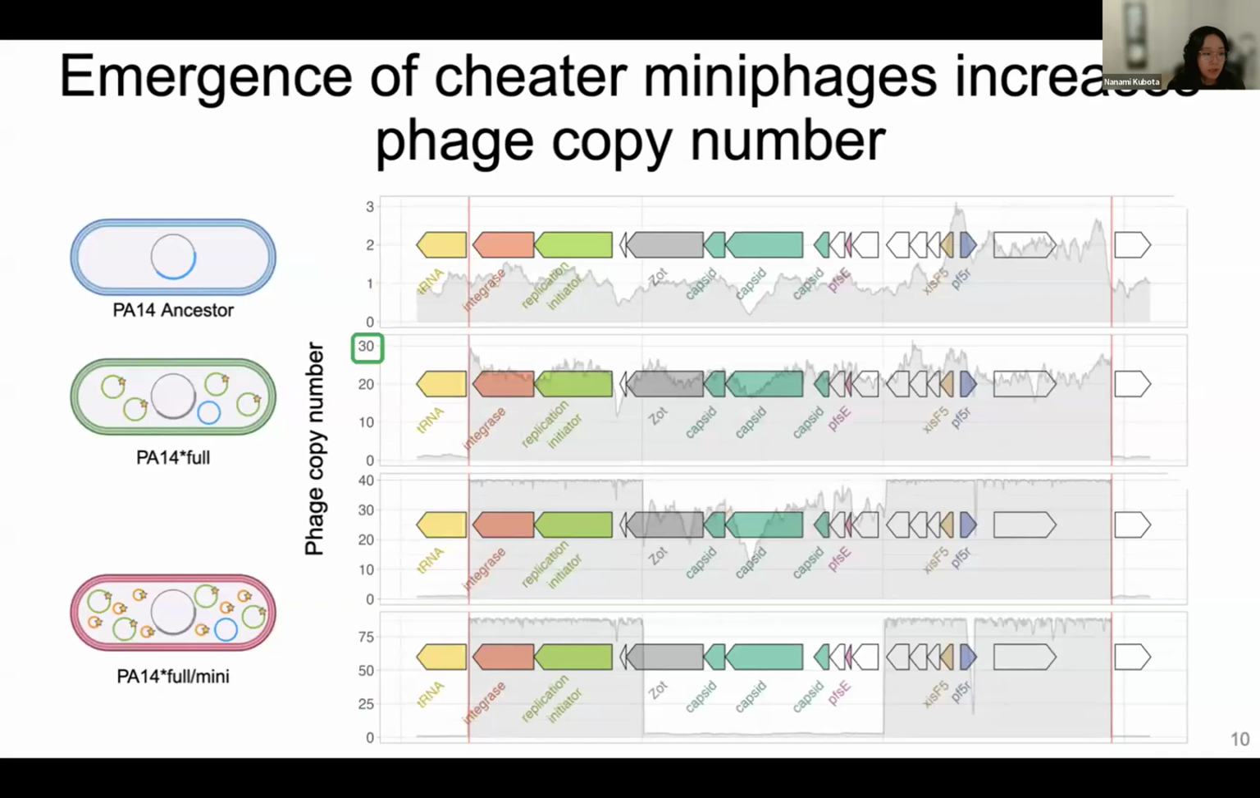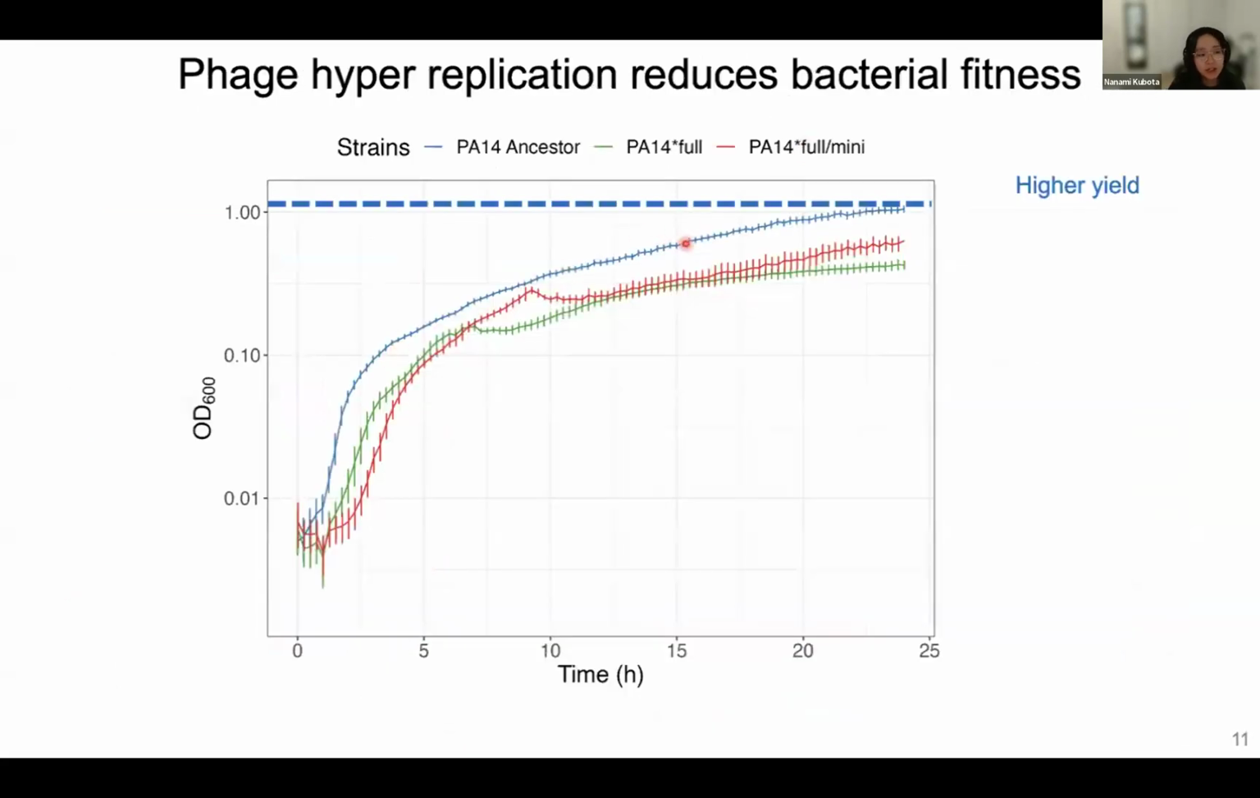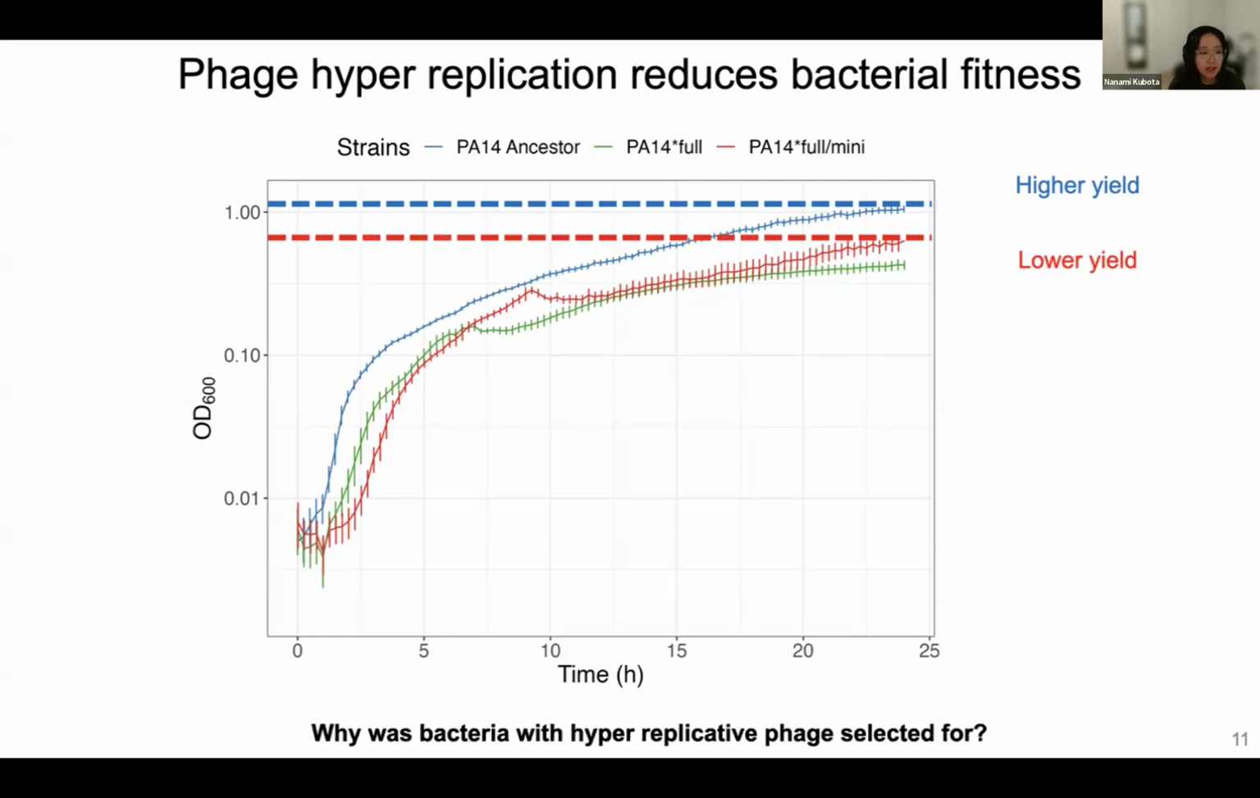And we can appreciate that once you start seeing these mini phages, these cheater phages, the number of phage copies also goes up. So every bacteria has more phage once you start seeing the emergence of cheating. So then our question was, why was this selected for? So I did growth curves, and interestingly, somehow the ancestor actually grows better than our mutants, our full-length infected bacteria, as well as our full and mini phage infected bacteria. So again, why was this selected for if there's a growth disadvantage for making phage?